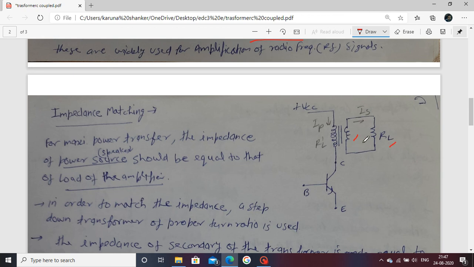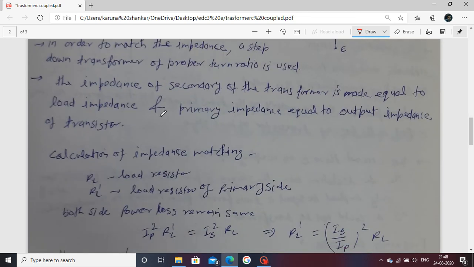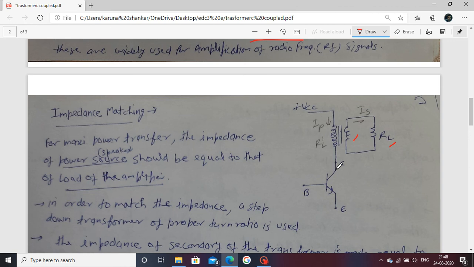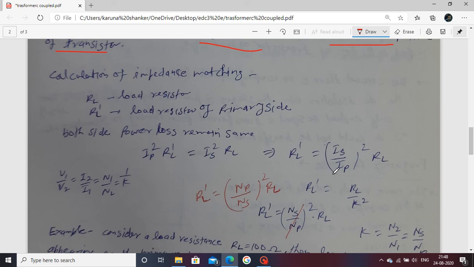Thus maximum power transfer between this transistor and the primary, as this one also matches. Then maximum power transfer to the secondary side. This is not written here: the primary impedance equal to the output impedance of the transistor. Means this one output impedance and this one primary also match. Then maximum power transfer is achieved.